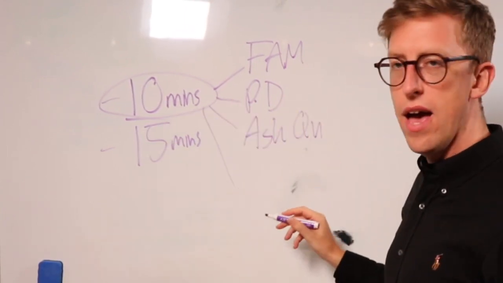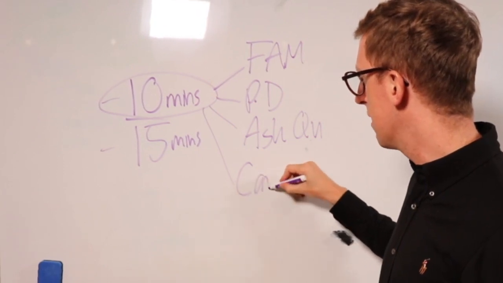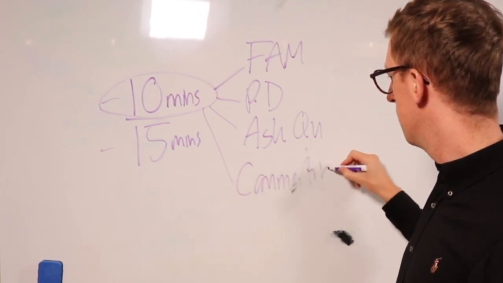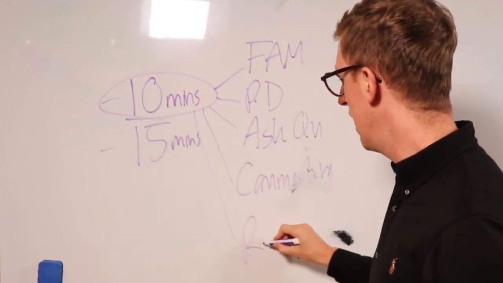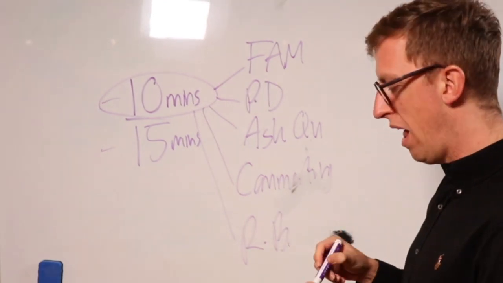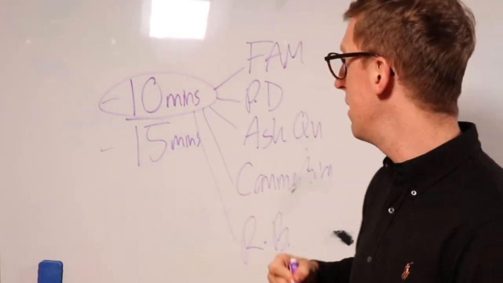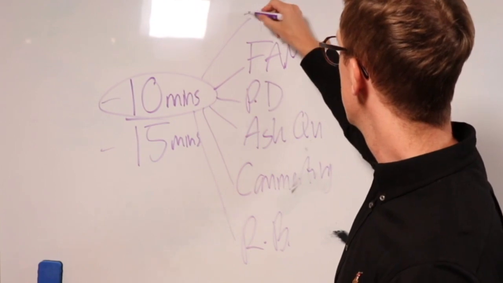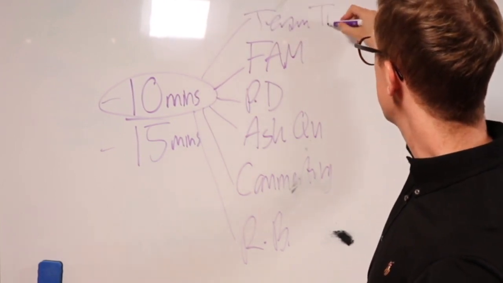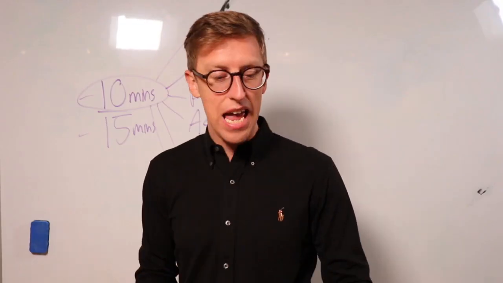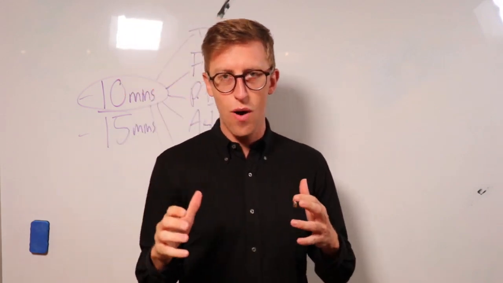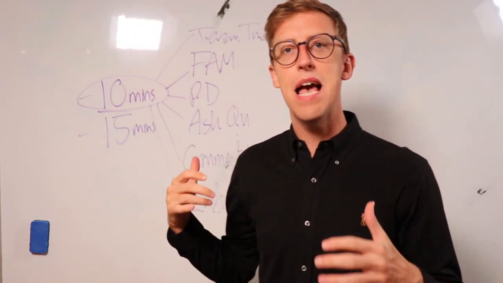Then we do another 10-minute blitz on commenting, then another on relationship building, whatever your preference is. Then we do another 10-minute blitz on catching up with the team. Team time. Now, here's the aim of the game, and I'll answer the question in a minute because this is all relevant. Here's the aim of the game.